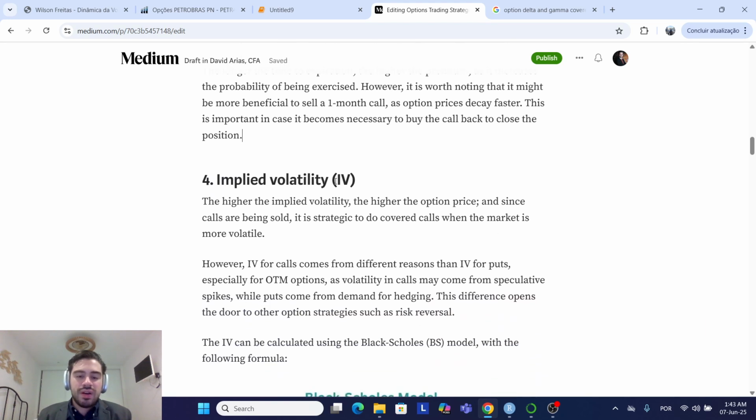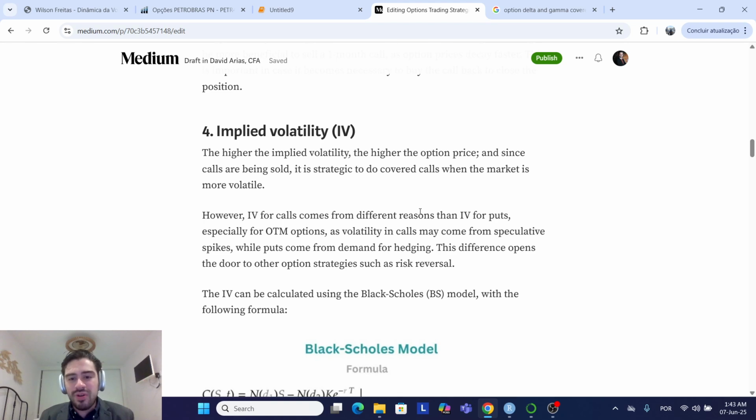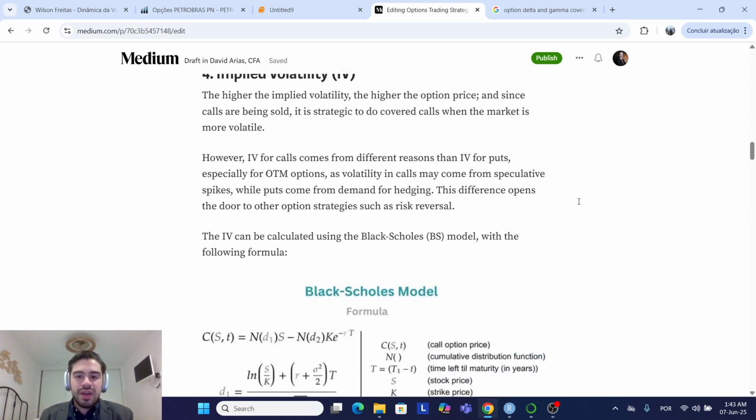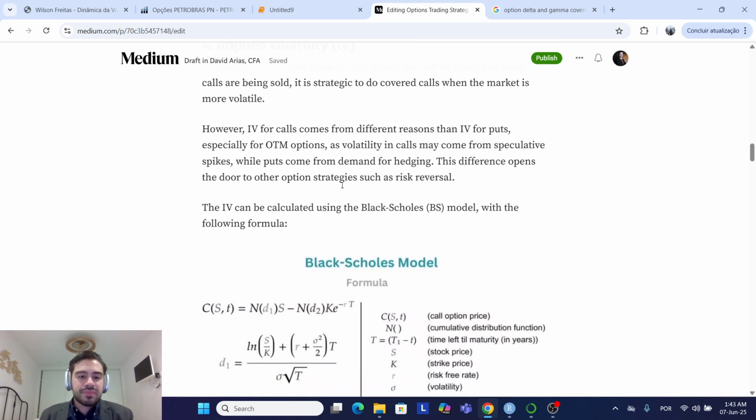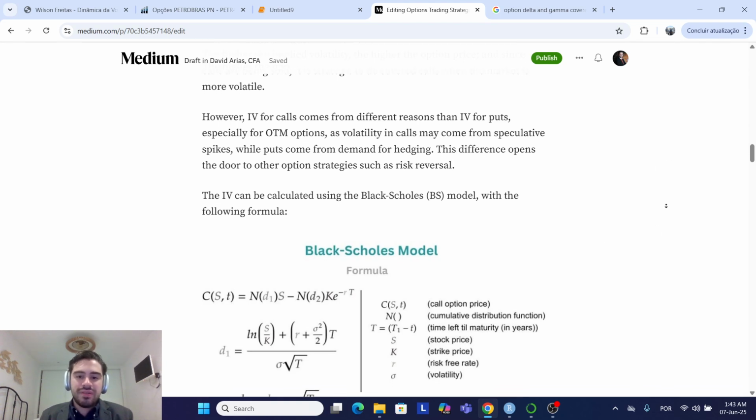So this is the volatility that the market is specifying, which is different from the realized volatility. The higher the IV, the higher the option price. So I want to sell the call when the IV is high. And well, how do I get this IV, the implied volatility?